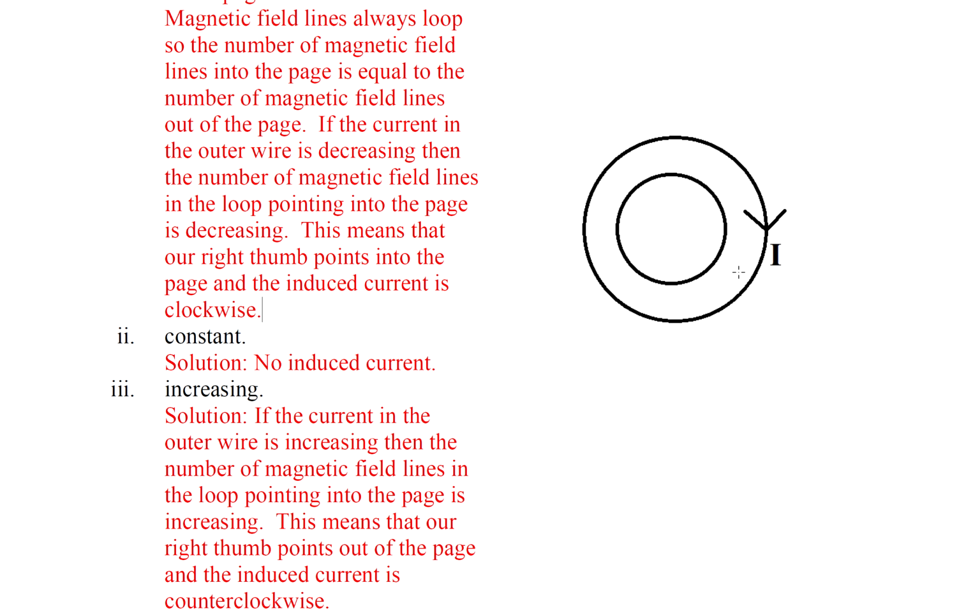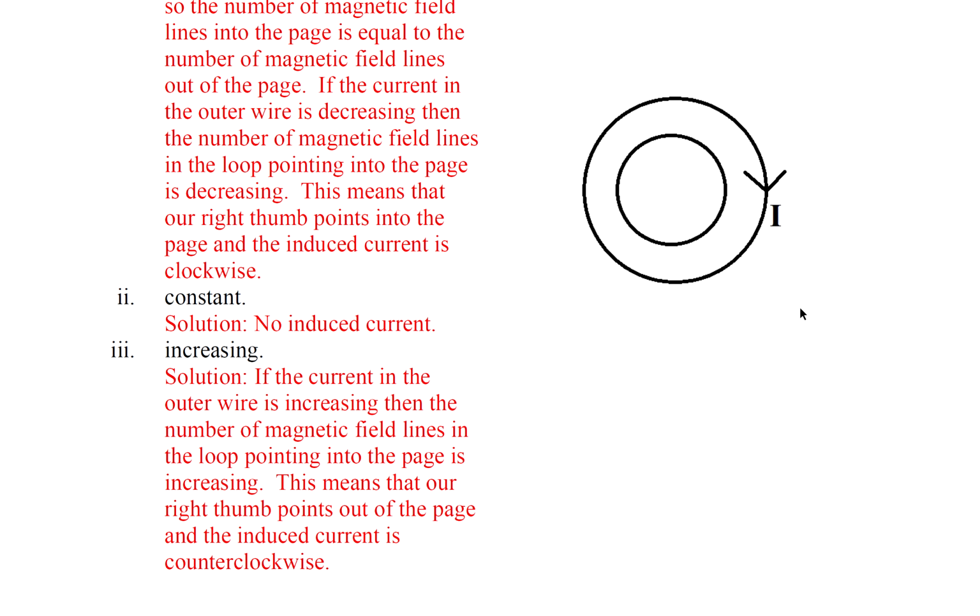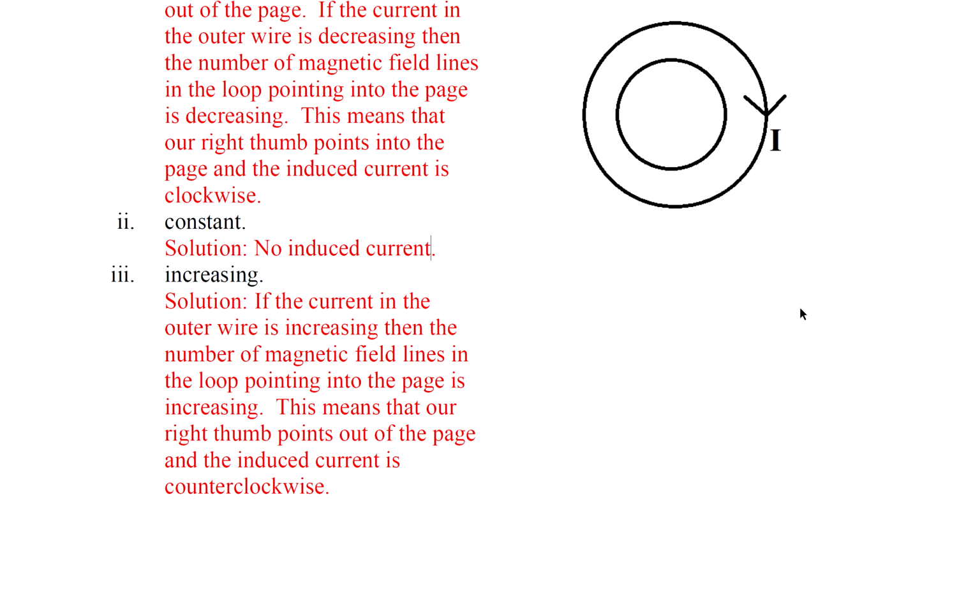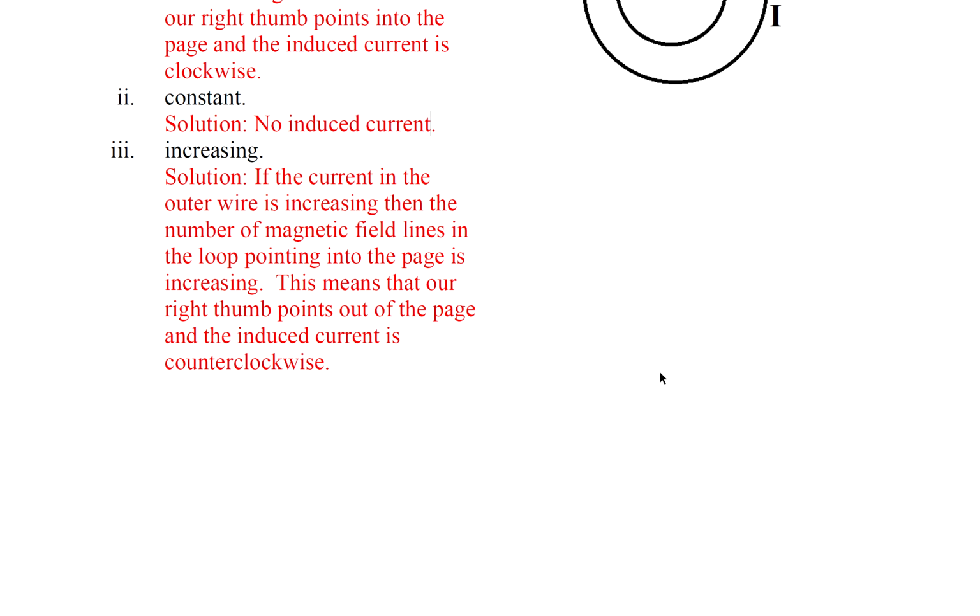If the current is constant, then there's no change in flux. No induced current because no change in magnetic flux. Write that down. Because no change in magnetic flux. Finally, if the current is increasing, then the magnetic field lines that are inside the loop are increasing. So we don't want that change. So we're going to put our thumb out of the page. And the induced current is therefore counterclockwise, because our fingers curl counterclockwise.